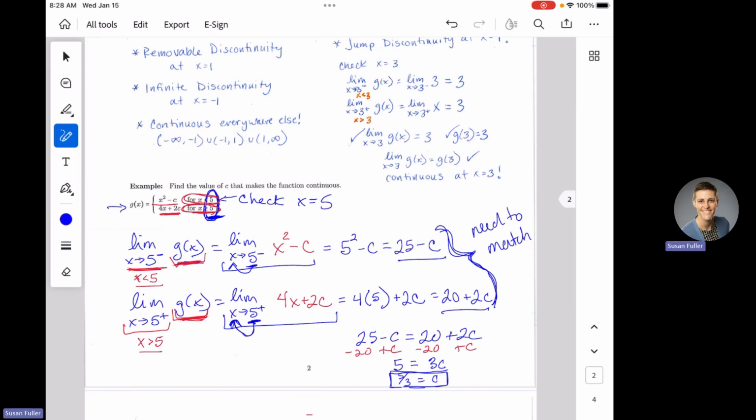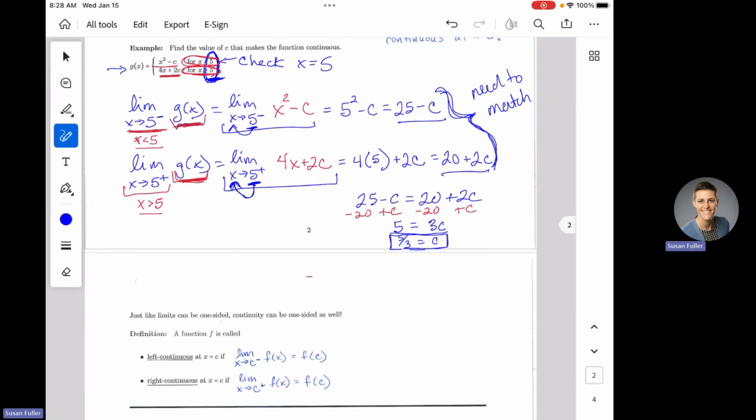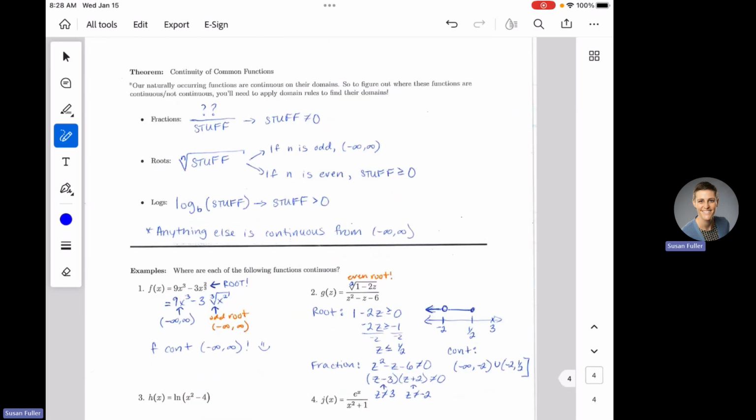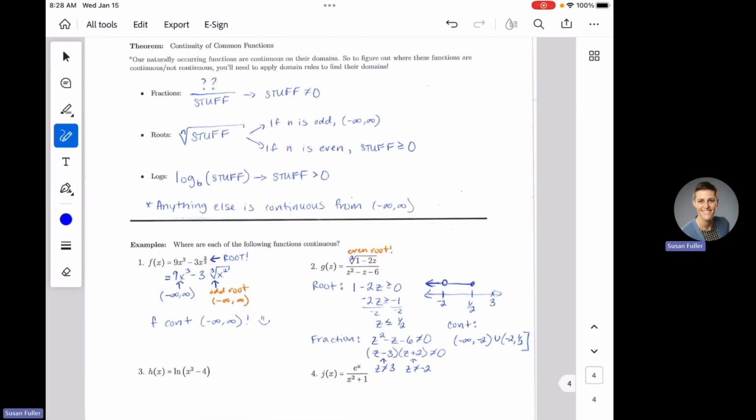Hopefully that helps you with that one. That was the big one that we didn't have time for in class. We did cover if you're given a big scary algebraic function and you have to figure out where it's continuous and where it's not continuous. I have these domain rules, right?